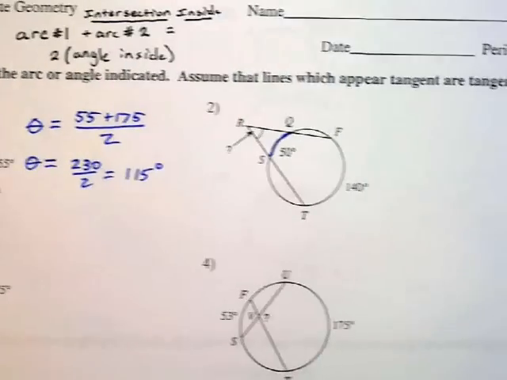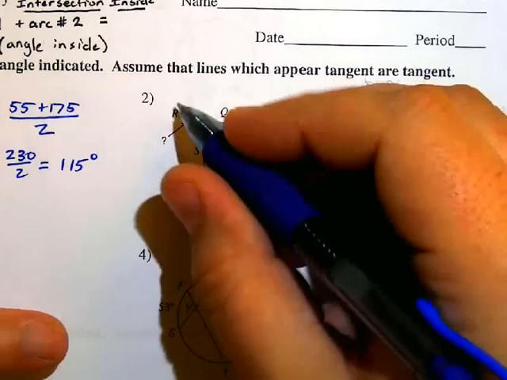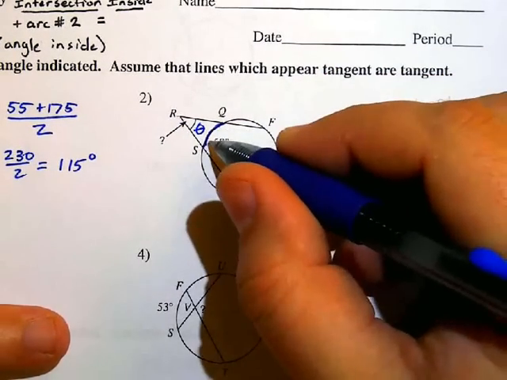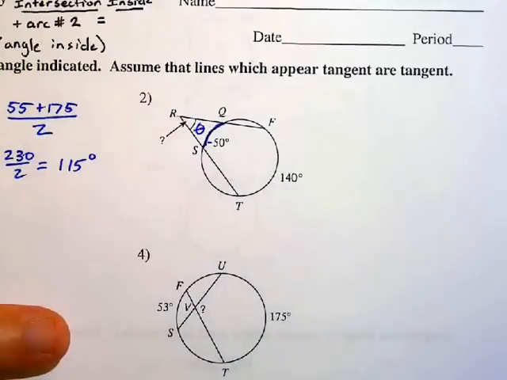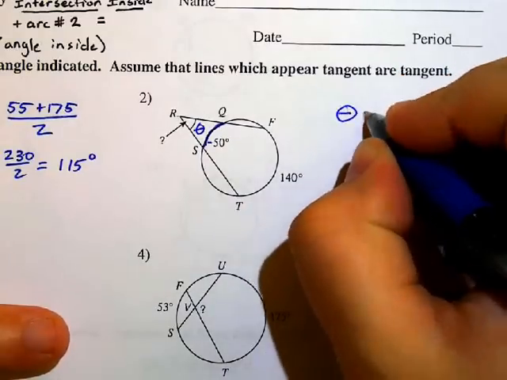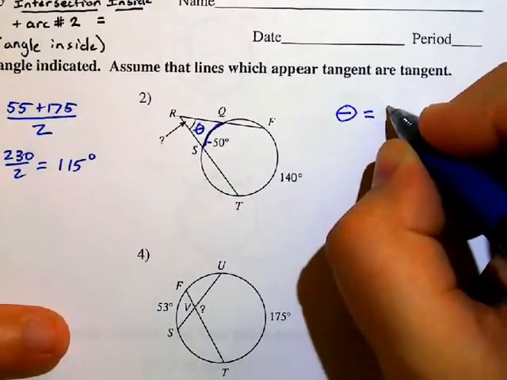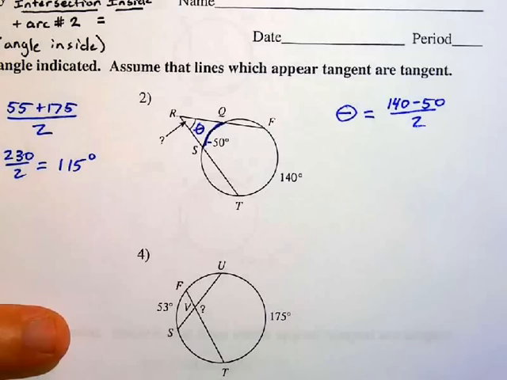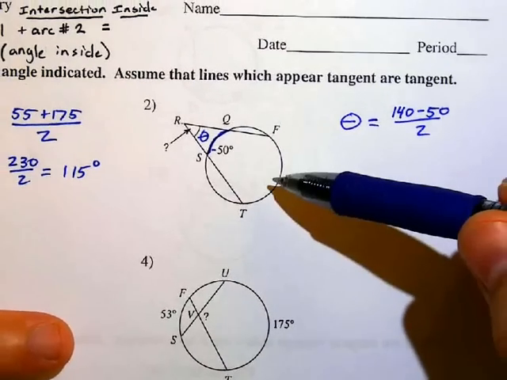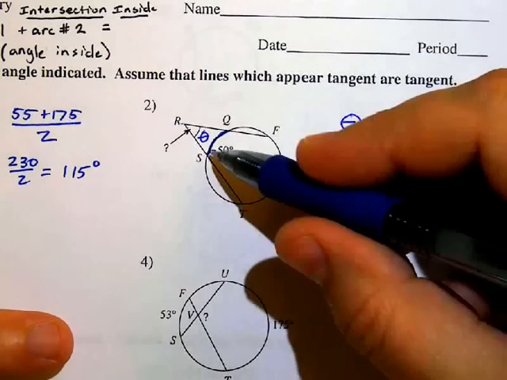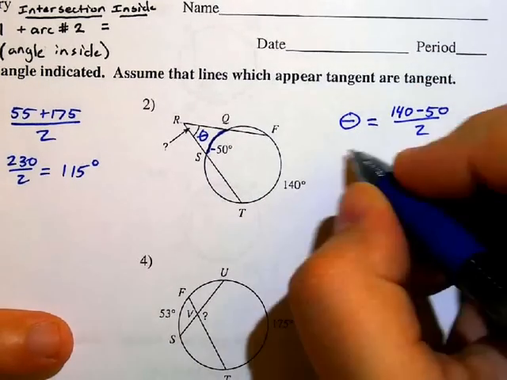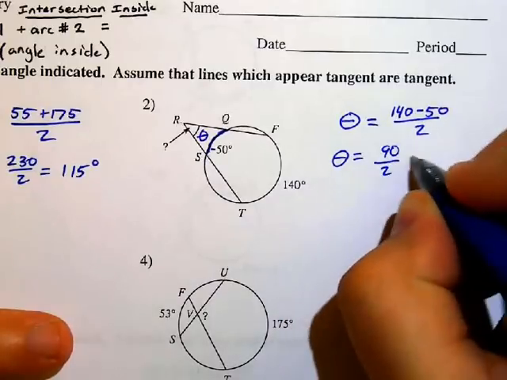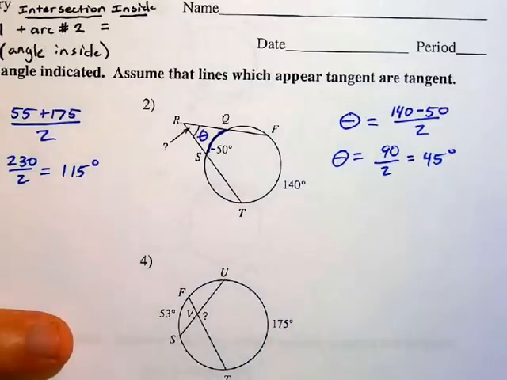Okay? So let's move over here and see what the difference is. We have to remember that this arc is going to be like a negative arc, okay? So this is going to be theta equals, let's see, 140 minus 50, divided by 2. And now you can use that idea that we had in the formula up there. This is the large arc minus the small arc divided by 2. And so theta is going to be 90 divided by 2, which is 45 degrees.